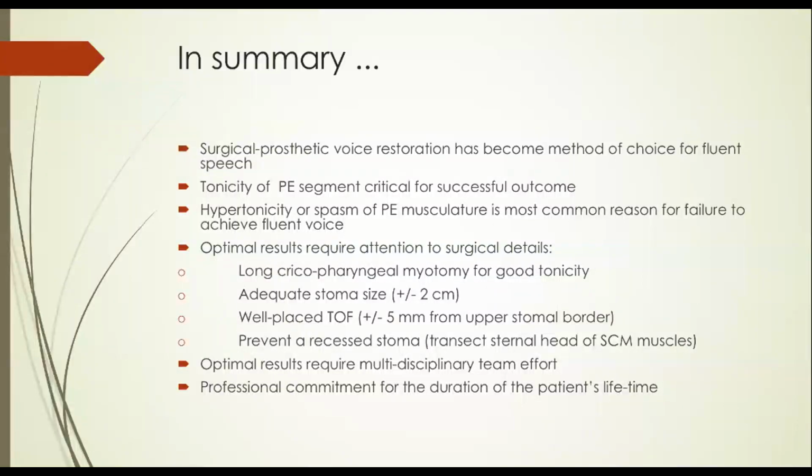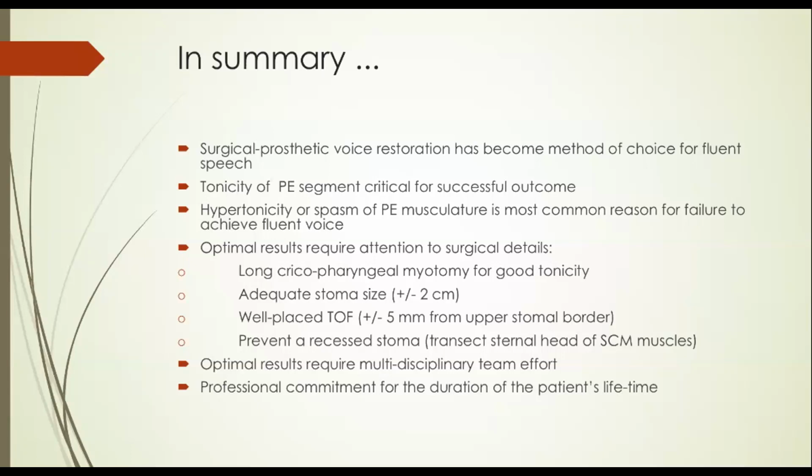So that's at the end. In summary, surgical prosthetic voice restoration is the method of choice for fluent voice, and it's what we do here mostly. The tonicity of that PE segment is crucial for success of voicing. Hypertonicity, spasm, or the PE musculature is the most common reason for failure to achieve fluent voice. Often that happens quite early on after the surgery, and we pick that up. If it's later on, we need to look at what the other causes are.